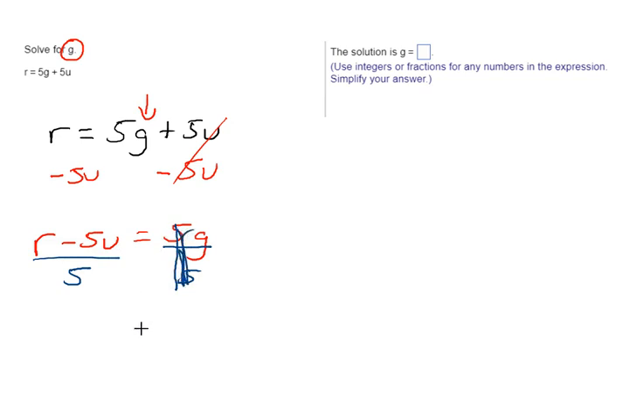Sorry, I kind of missed the mark. And so I'll get g by itself. And this fraction bar goes all the way across. So we're going to have r minus 5u, the whole thing divided by 5. And we can just leave it like that.